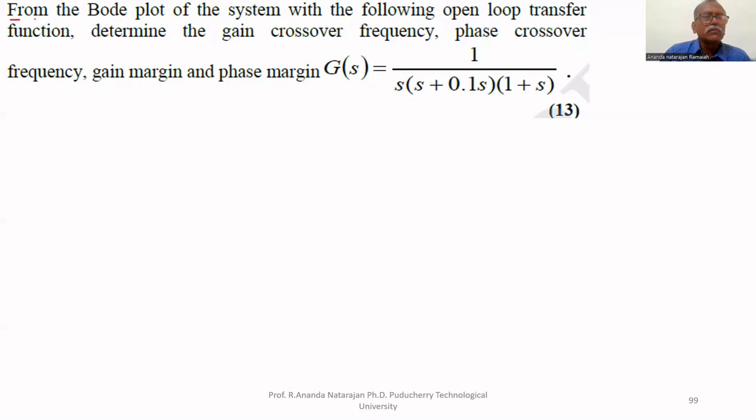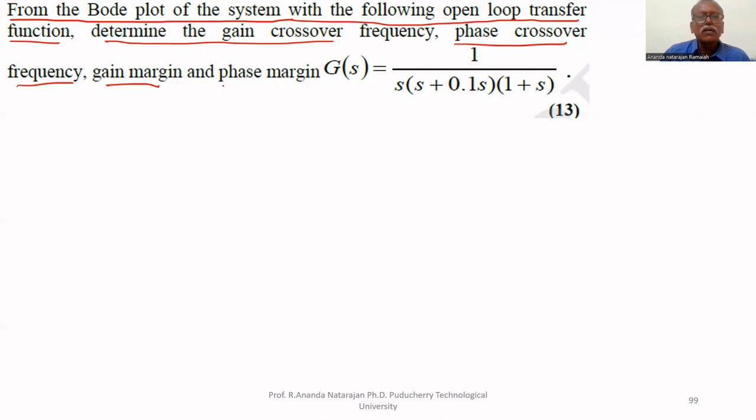From the Bode plot of the system with the following open loop transfer function, determine the gain crossover frequency, phase crossover frequency, gain margin, and phase margin, where G of S equal to 1 upon S multiplied by (S plus 1) multiplied by (1 plus 0.1 S). This is the given open loop transfer function. For that, we have to draw the Bode plot to find the gain crossover frequency, phase crossover frequency, gain margin, phase margin. These are the four things we have to find.